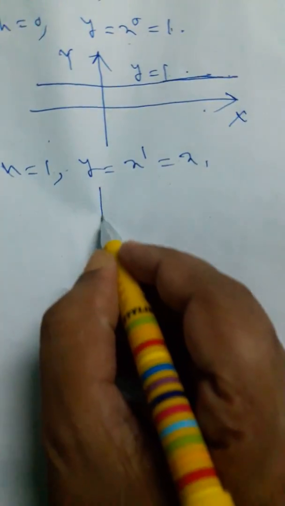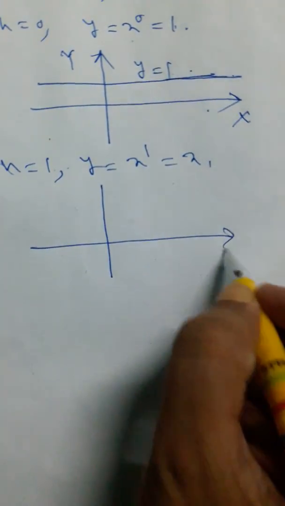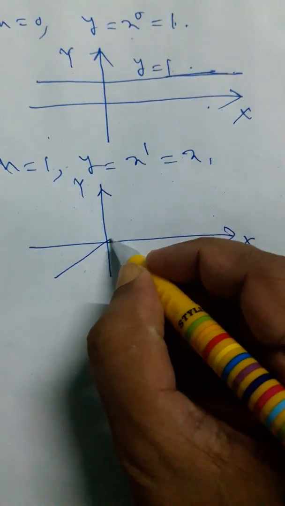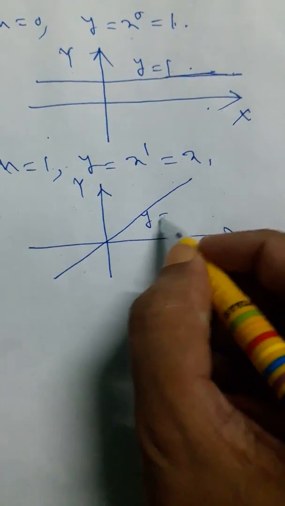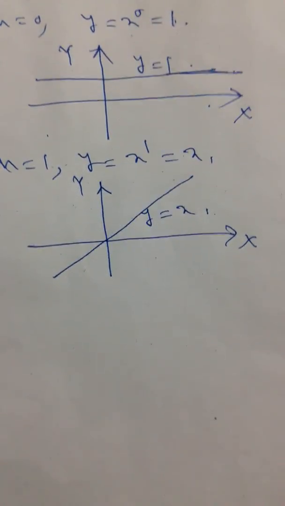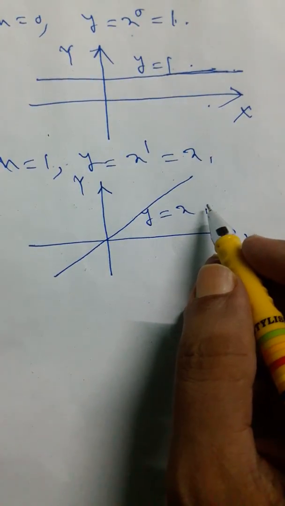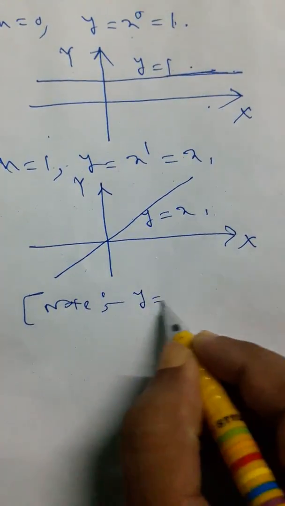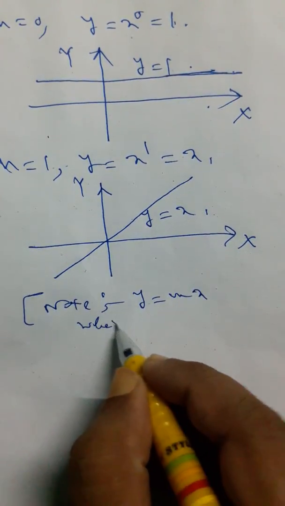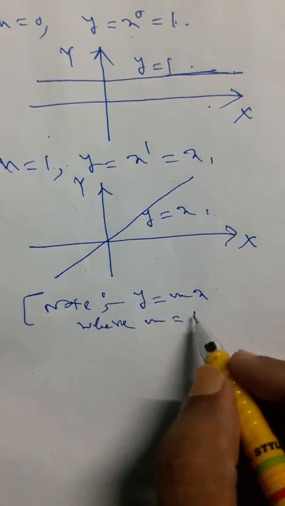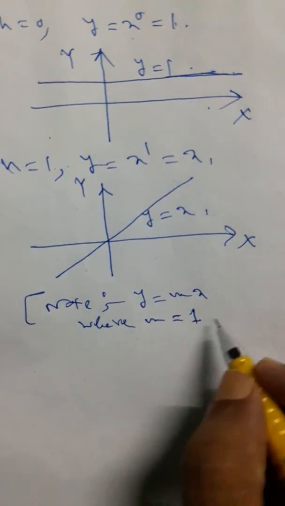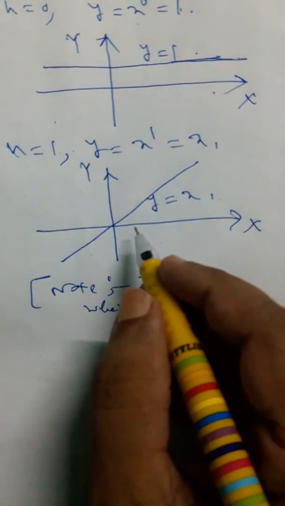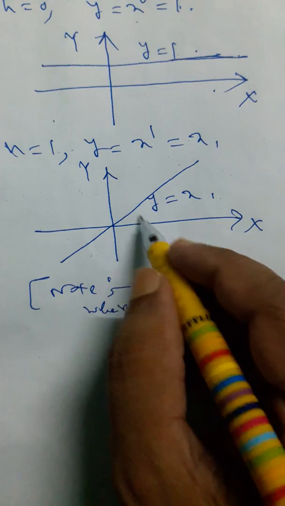So it represents the equation of a line passing through the origin. Note that it takes the form y equals mx, where m equals 1, that means the slope is 1. Slope is tan theta, that means the angle is 45 degrees to the positive side of the x-axis. The angle of inclination is 45 degrees.